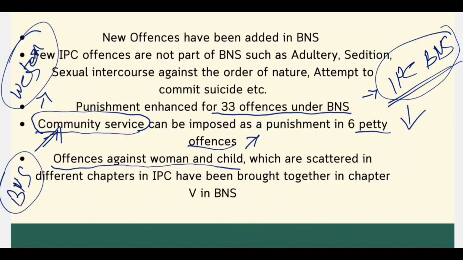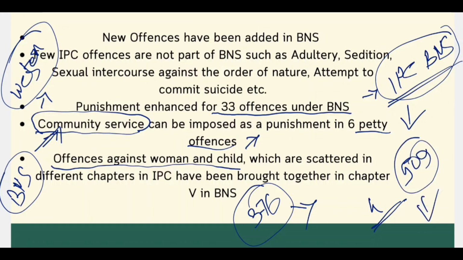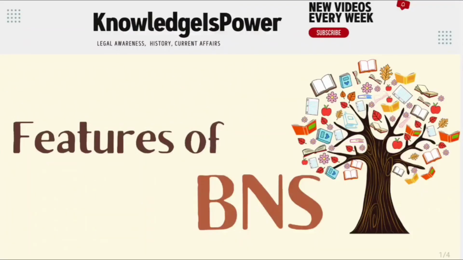Then, offenses against women and children were mentioned in many different sections earlier. For example, section 376 is rape, and after 400 you find other offenses relating to women and children. Again, section 509 also talks about some kind of offenses against women. In the BNS, a specific chapter has been created for women and children, that is chapter 5, which specifically deals with offenses relating to women and children. So they have been categorized and placed under one chapter. These are the basic features of the BNS, the Bharatiya Nyaya Sanhita.